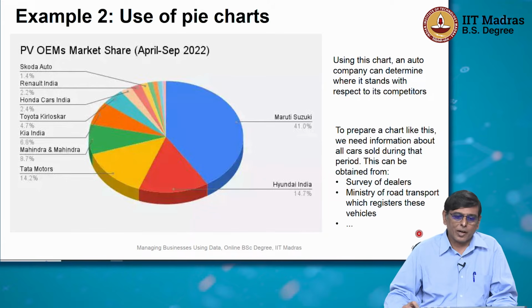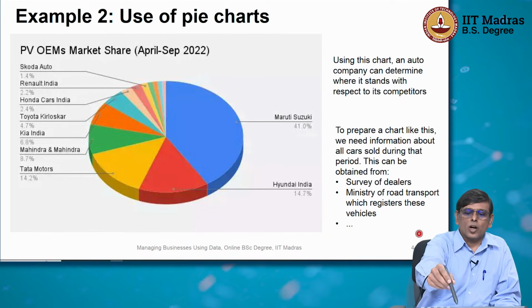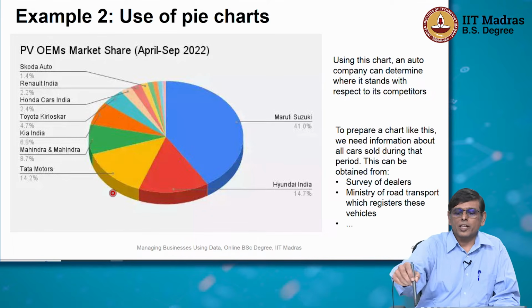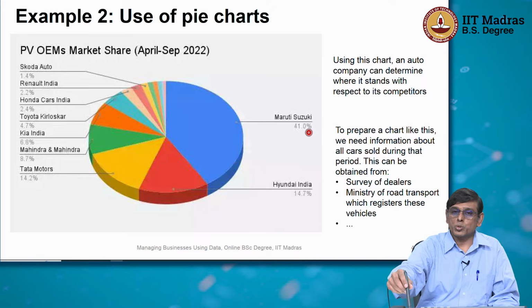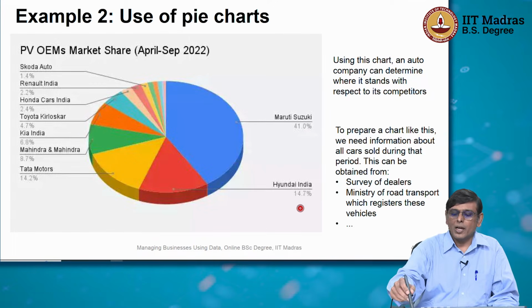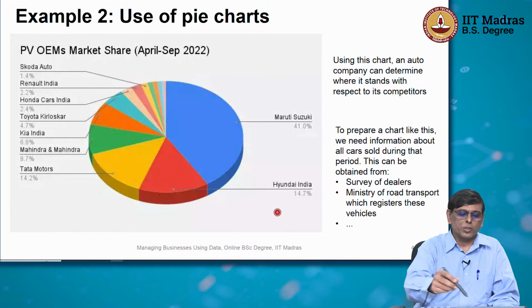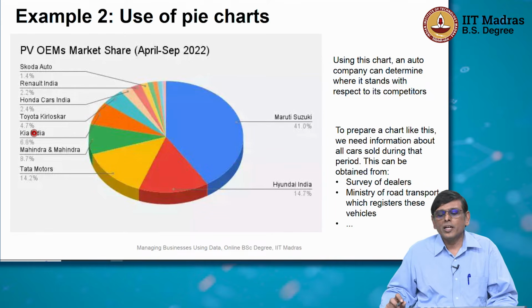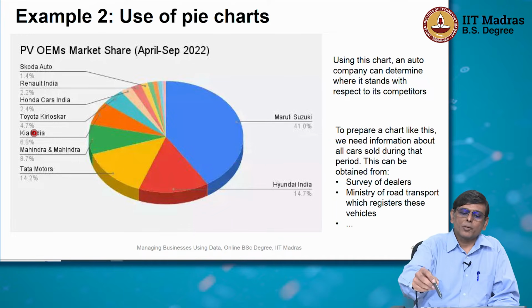Or original equipment manufacturers. So this one takes in the quarter April to September 2022, it is saying of the total vehicles sold, how many were sold by Maruti Suzuki. So you see that Maruti Suzuki sold 41% of the total number of vehicles sold, and Hyundai was 14.7, almost 15%, Tata was 14.2, like that, Mahindra 8.7, Kia 6.8. So this diagram very nicely illustrates the market share. Okay, the share of market, that means how much of the market is occupied by Maruti Suzuki, how much by Hyundai, how much by Tata Motors and so on.